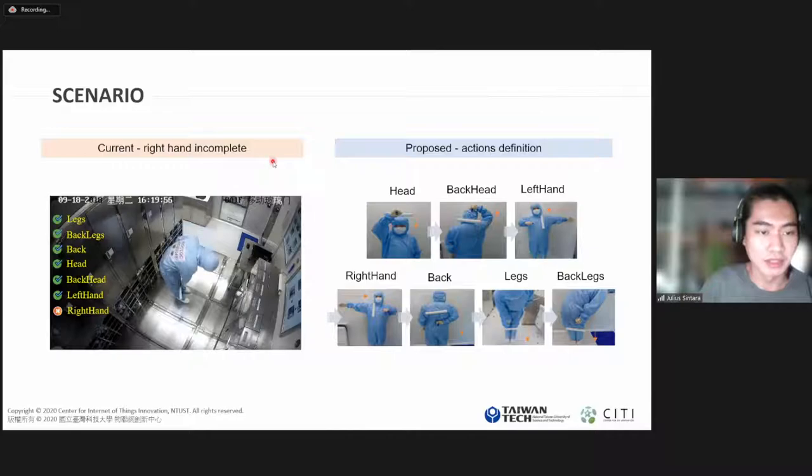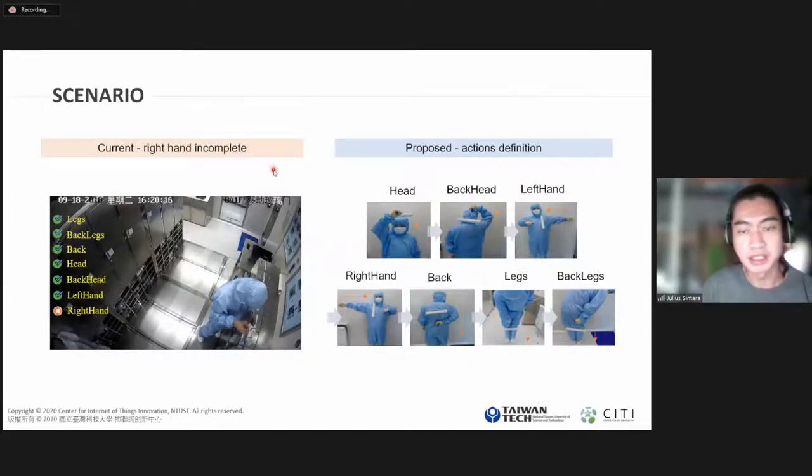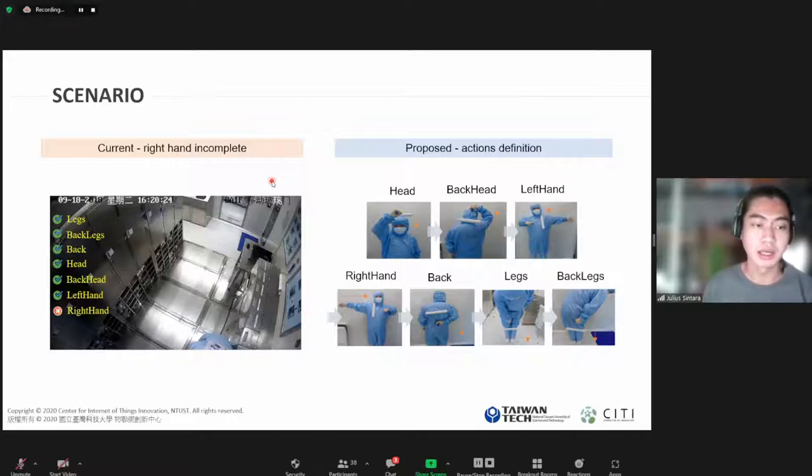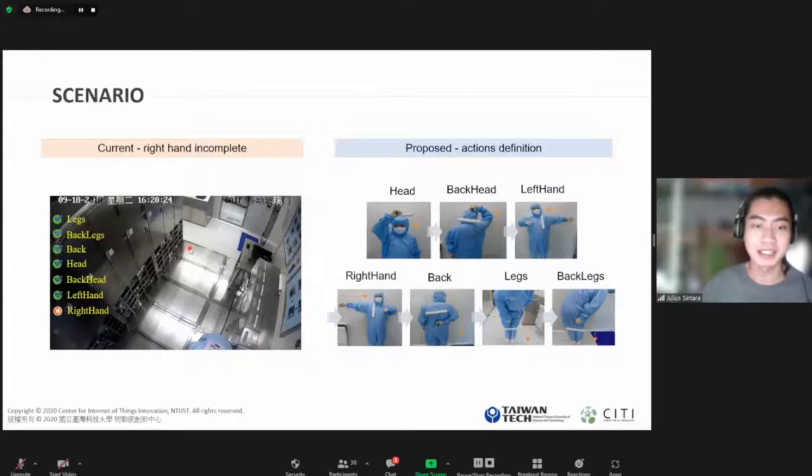This is one example of the cleaning procedure, as you can see in the left video. But the problem there, if you notice, is that the worker didn't clean his right hand properly. That's why, with this supervision or SOP activity recognition, we also want to know whether the worker or employee does the cleaning procedure correctly or not. The action definition proposed by our system has 7 steps. The first is head cleaning, the second is back head cleaning, and then the third is left hand cleaning, right hand cleaning, back cleaning, legs cleaning, and back legs cleaning. And next.